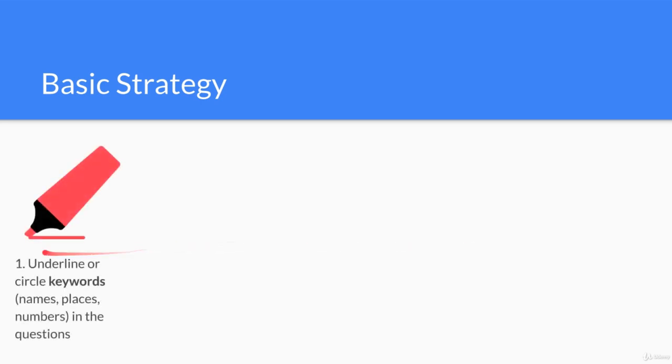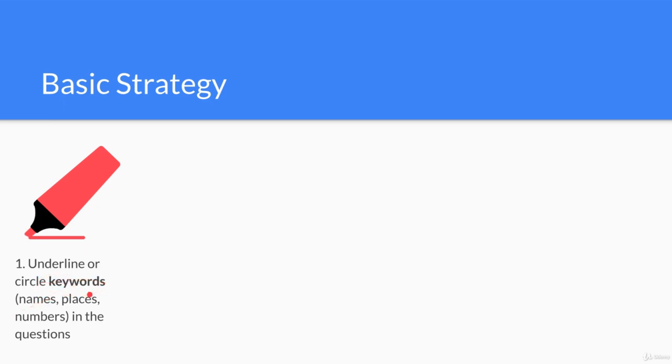Now, I want to show you the basic strategy for answering this question type. So there are 5 main steps. Let's begin with step number 1. Step number 1 is to underline or circle the keywords that are in the question. So in all the questions, you're going to find keywords, words that are going to help you to identify the correct sentence in the passage where you're going to find your answer. So you need to underline these keywords.